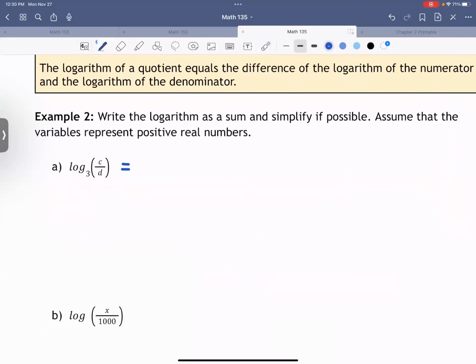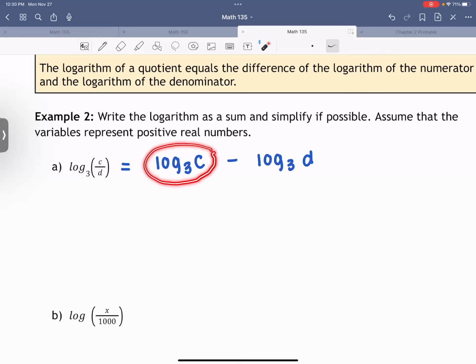Okay. How would I split this up? Log base 3 of C minus. Perfect. Now it is very important that the number on top goes first. So it would not be okay to put log 3 of D minus log 3 of C, right? The C has to go first because it's on the top. The D has to be last because it's on the bottom. With subtraction, it's not a commutative property, so you can't flip them around.